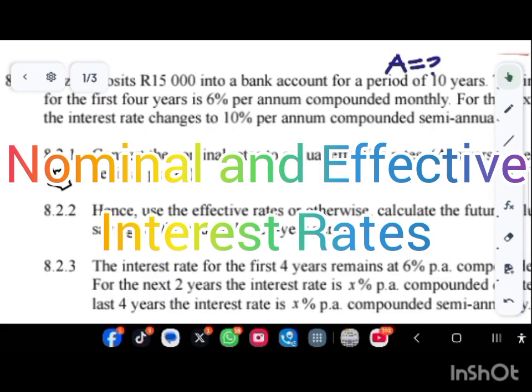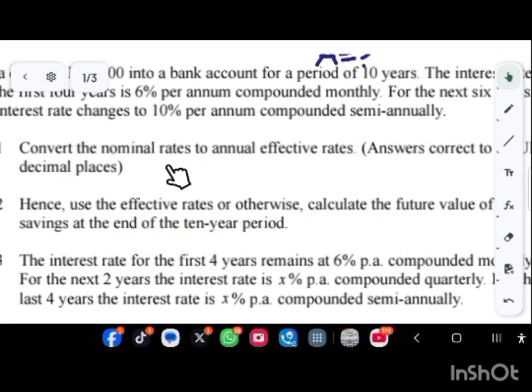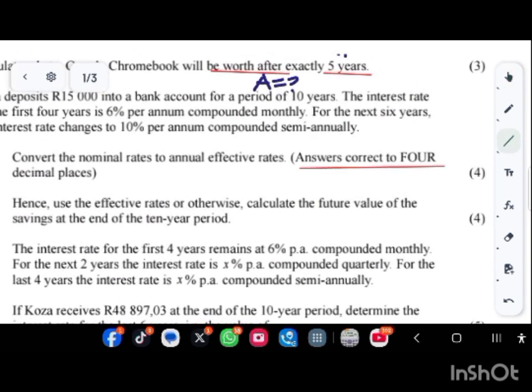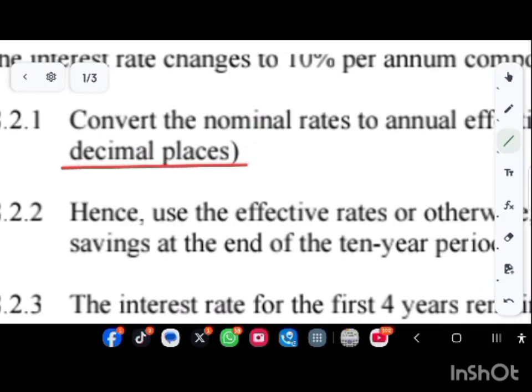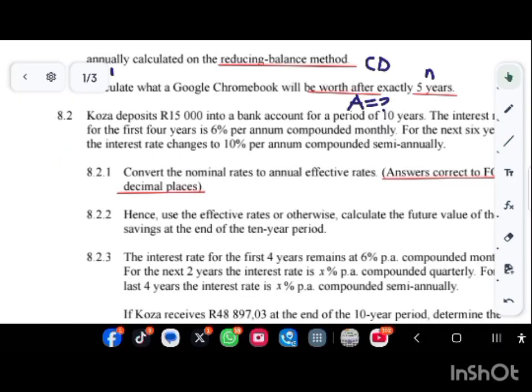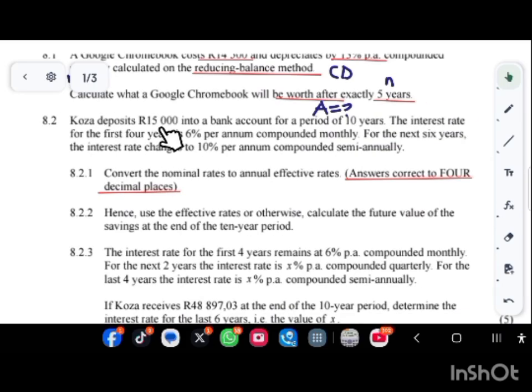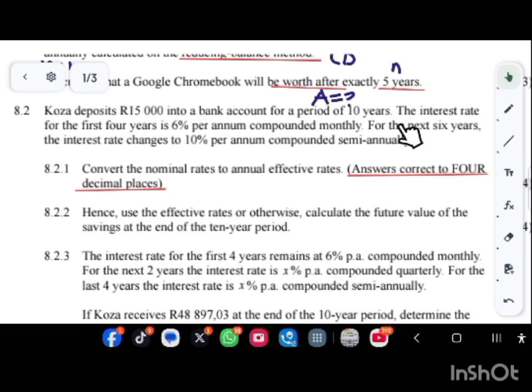Next, the question goes 8.2.1. Convert the nominal rate to annual effective rates. Answer must be left correct to 4 decimal places. That's basically what you must leave your interest rates in. In general, it makes life so much easier to convert to whatever format, including percent format. Right, first, before we do that, let's convert this into a timeline. So we deposit an amount of 15,000 at the beginning of the year in a 10-year period.